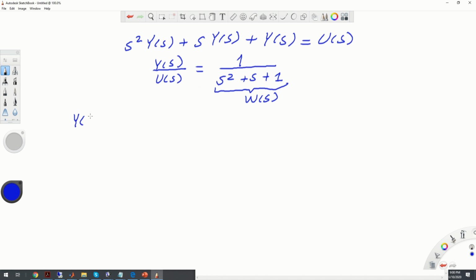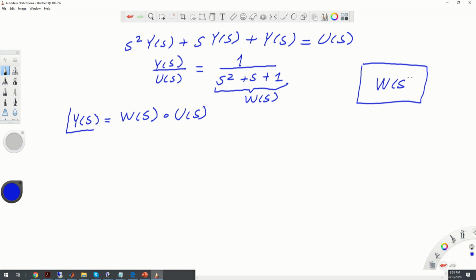And our output in the s domain becomes the transfer function times the input in the s domain. So this is how our ordinary differential equation looks in the s domain. It is the transfer function times the input gives the output. Basically, you have a system, w of s, you give to such a system an input u of s, you obtain as an output y of s.